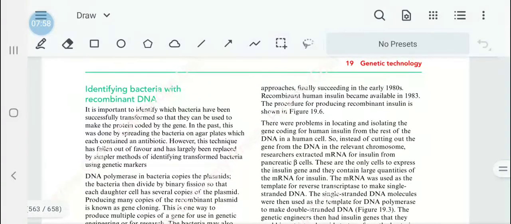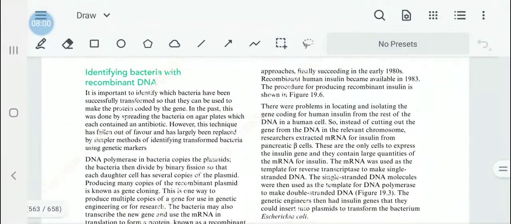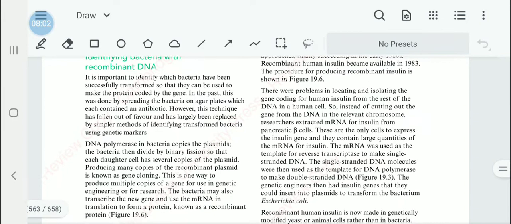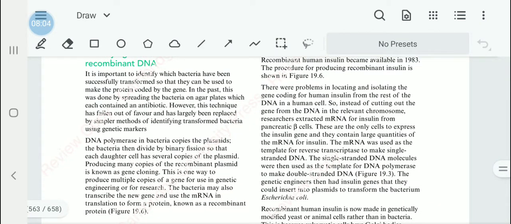Right. So now we need to identify the bacteria with the recombinant DNA, because we need to copy that. We have to figure out whether the bacteria has taken up the gene, because that is the gene that we require.